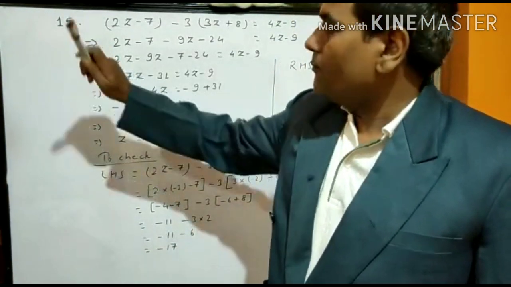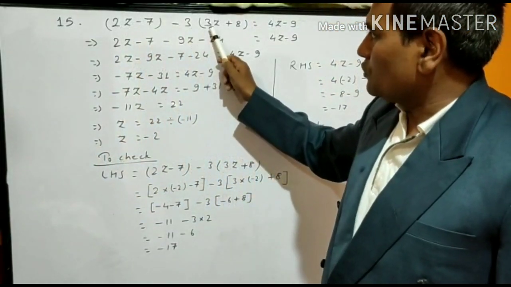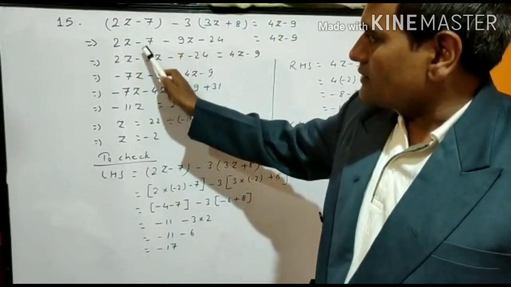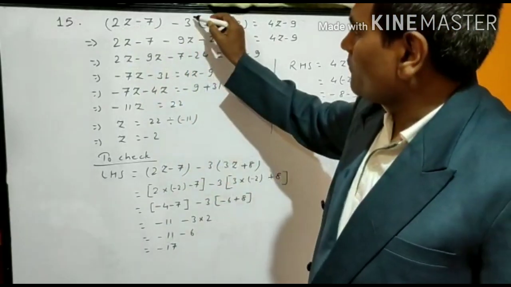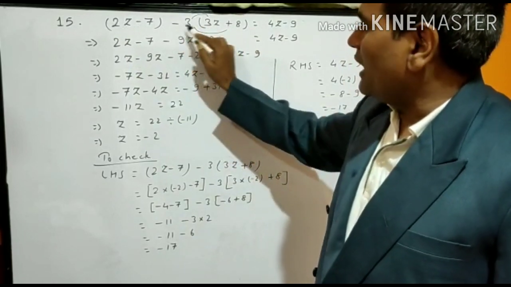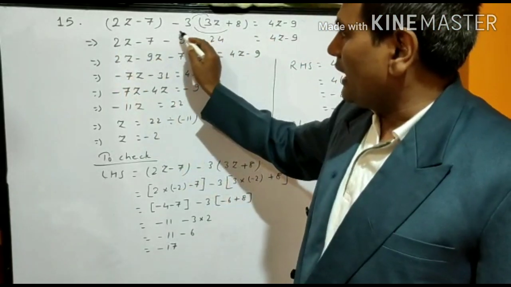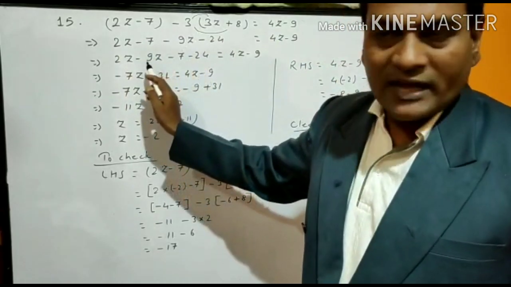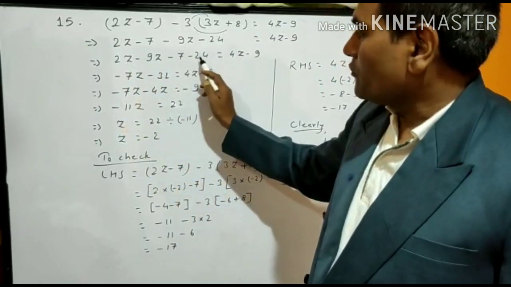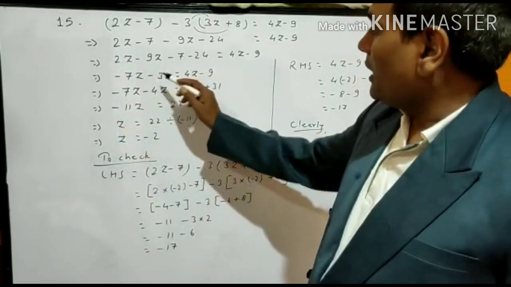Now question number 15. 2z minus 7 minus 3 into 3z plus 8 equals 4z minus 9. Here 2z minus 7. Now distributive property apply here. Minus plus minus 3 3s are 9z. Minus plus minus 3 8s are 24. Now 2z is positive, 9z is negative. So there will be subtraction. 9 minus 2 7 and sign of bigger number. Here both are negative. So will be added 7 24, that is 31 minus 31.